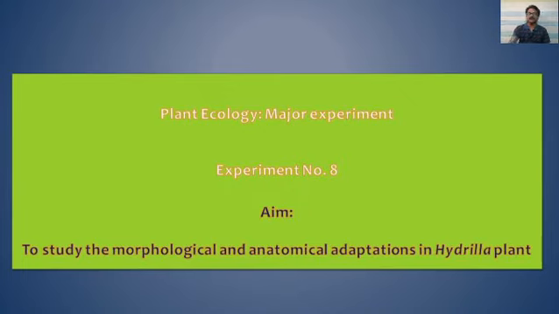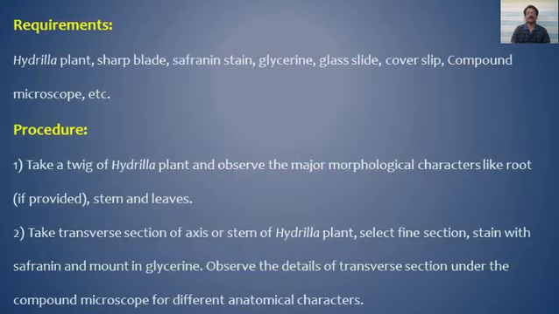The aim of this experiment is to study the morphological and anatomical adaptations in Hydrilla plant. For this we require Hydrilla plant, a sharp blade, safranin stain, glycerin, glass slide, cover slip, compound microscope, and some other necessary things. Now we will see how we perform this experiment.